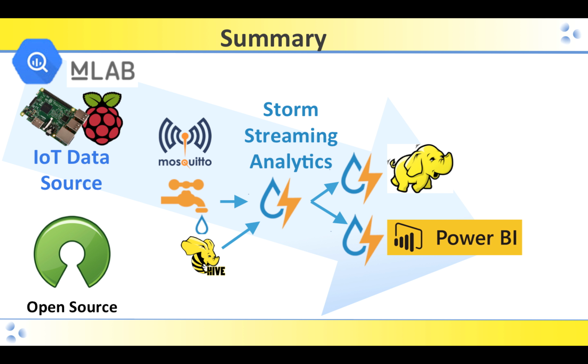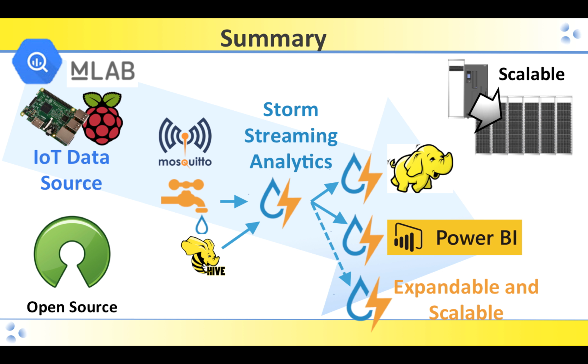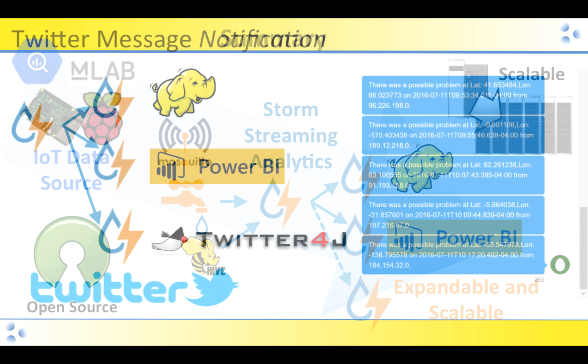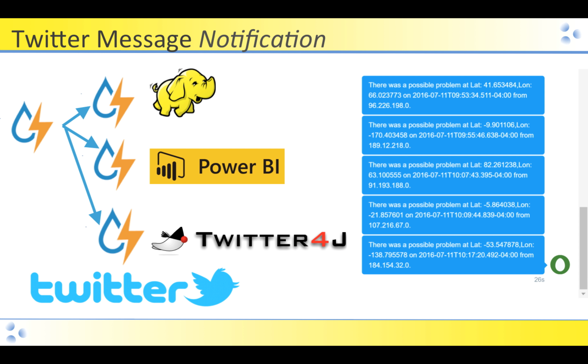I send the data back out to store the data and for data streaming, and it's scalable and expandable, both in terms of the capabilities of the system to deal with larger amounts of data by increasing the number of spouts and bolts on the hardware itself, as well as expanding capabilities. For example, a simple expansion was to set up a Twitter feed so that in the event of outliers, the system sent me a personal message on my Twitter feed indicating that there was a potential problem, with the latitude and longitude and the date time stamp.